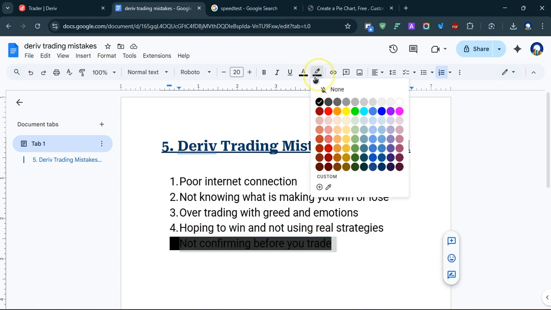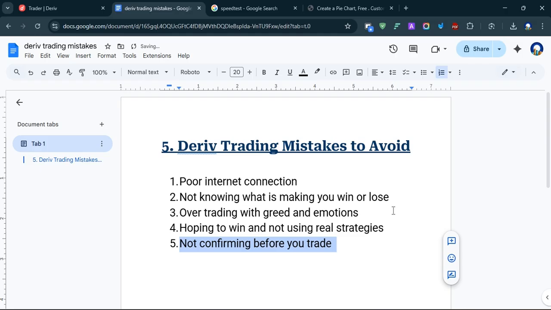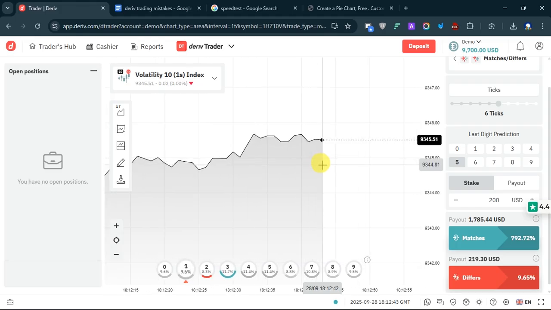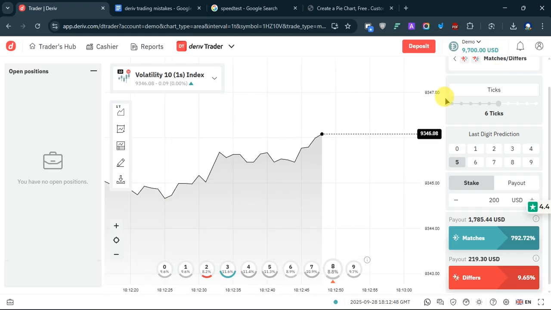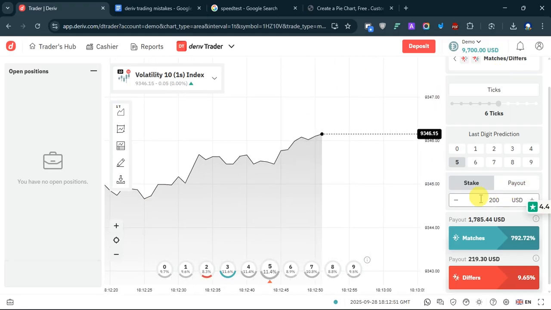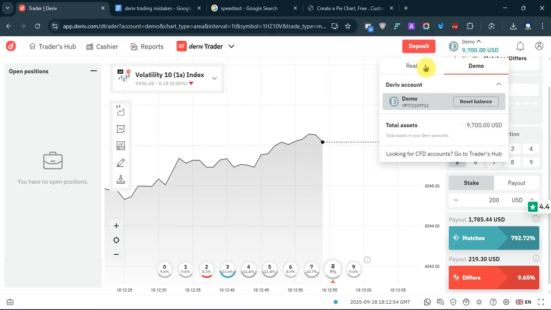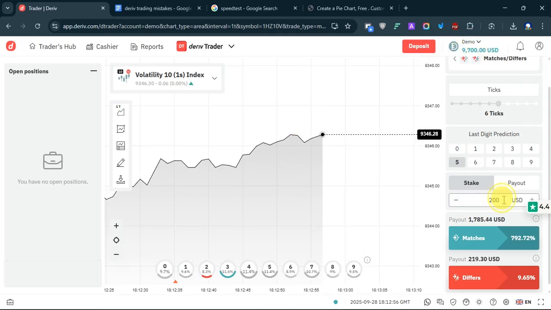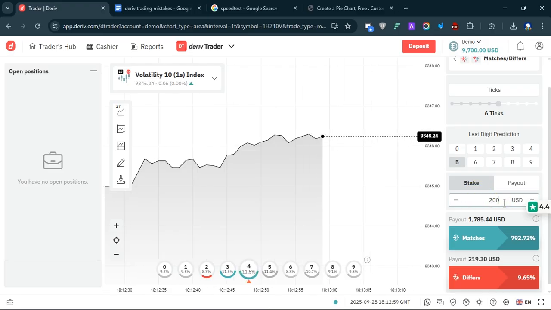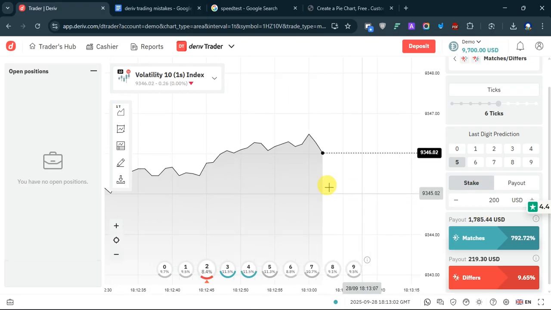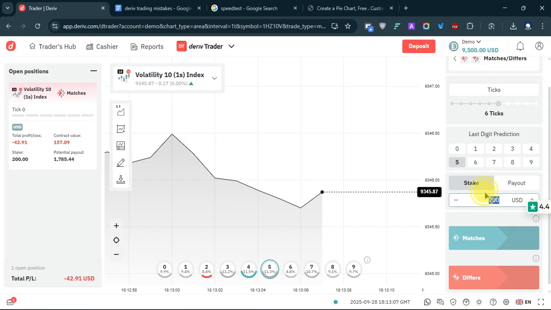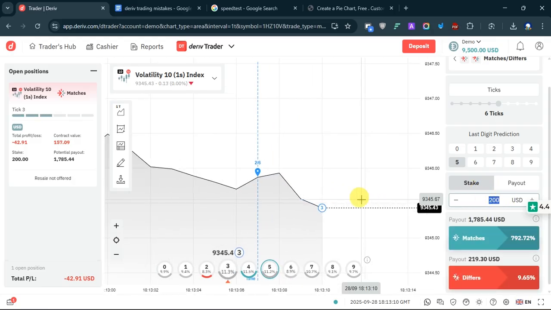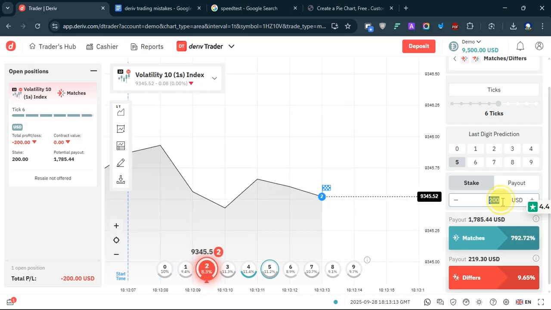mistake that you need to avoid, and it is not confirming before you trade. So here is where some people end up losing a lot of money. Let's say that I was trading on a demo account, and then I just changed to a real account. So if I change to a real account, this stake will just remain there. So if I wanted to trade, I will end up trading with this amount of dollars, and I was not ready to trade using this amount of dollars.